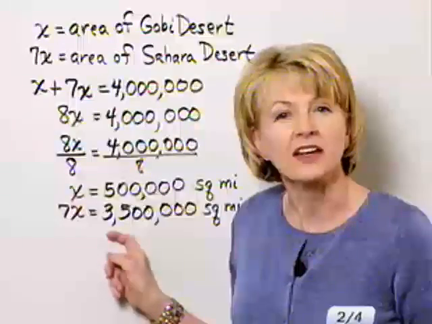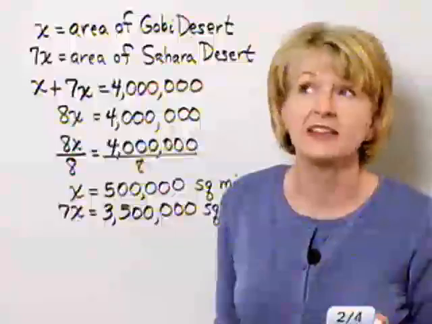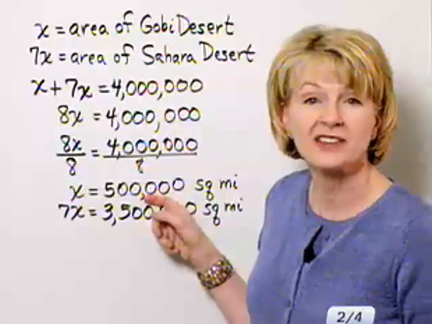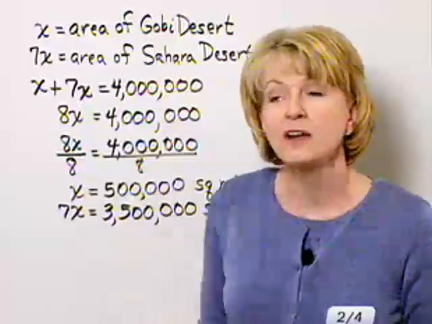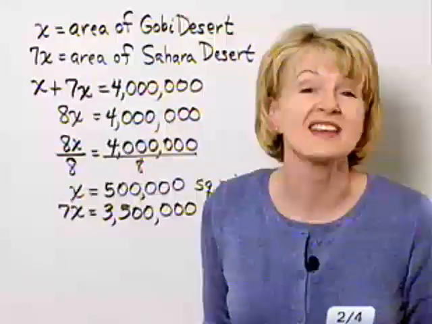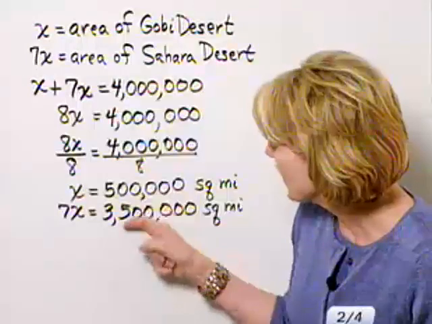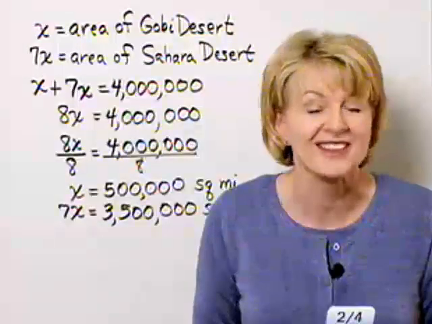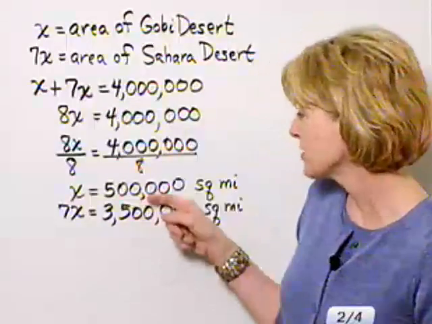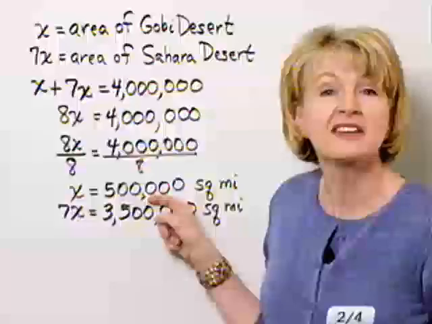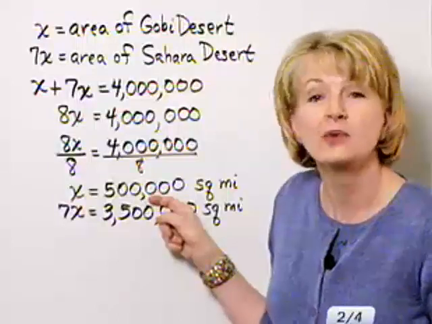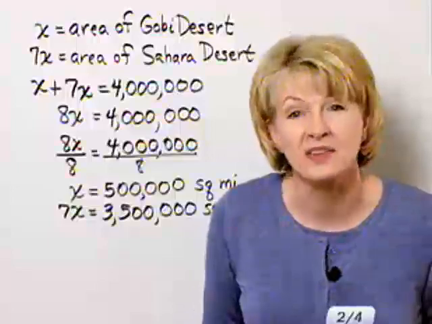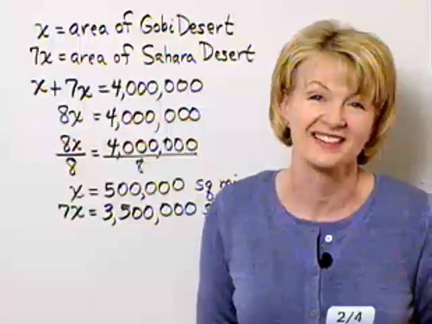Let's see if we can check it. Now remember, we're told that the area of the Sahara Desert is 7 times the area of the Gobi Desert, so that is true. And we're also told that the sum of the areas is 4 million. If you find this sum, it is 4 million, and of course we're in square miles. So what is our solution? The area of the Gobi Desert is 500,000 square miles. The area of the Sahara Desert is 3,500,000 square miles.